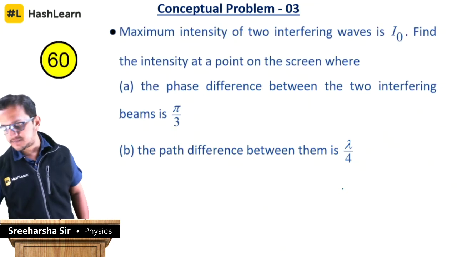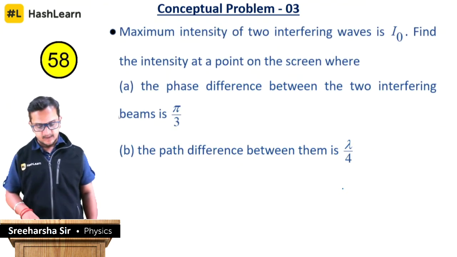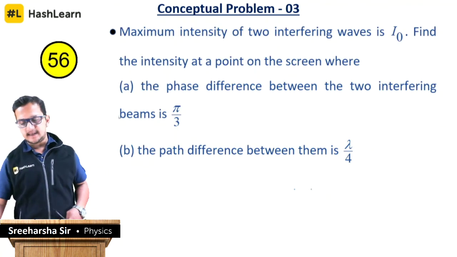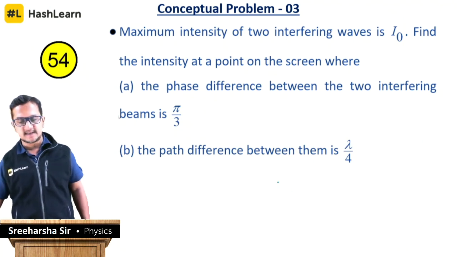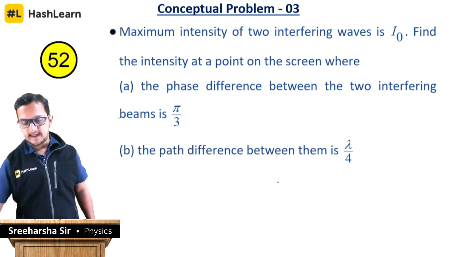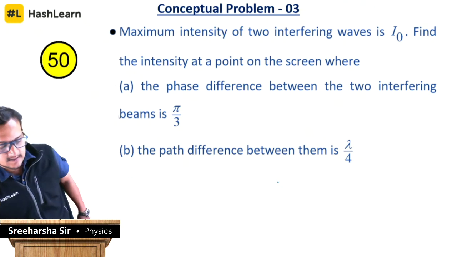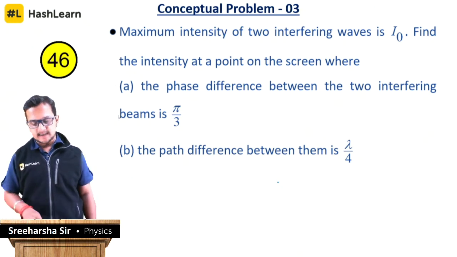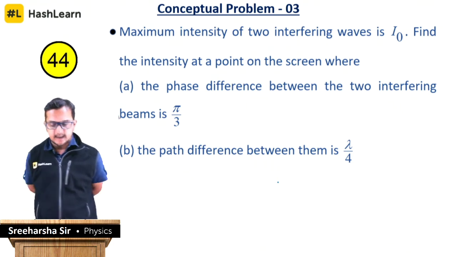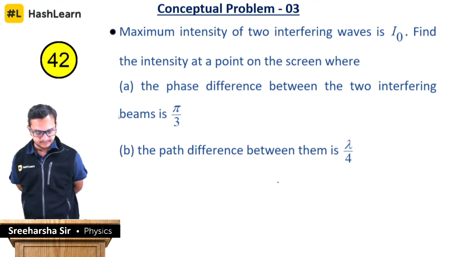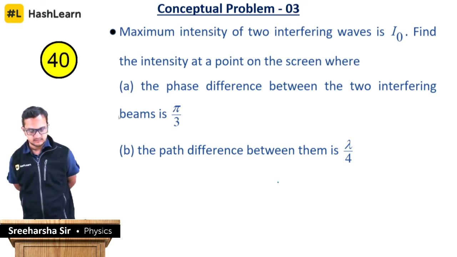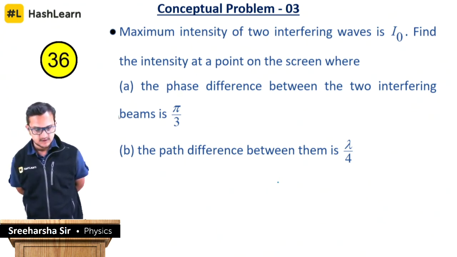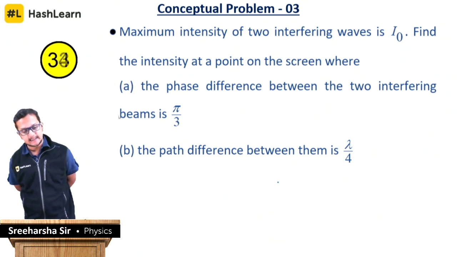Now we have the next problem on the screen. The maximum intensity of the two interfering waves is I naught. Find the intensity at the point where the phase difference between the two interfering beams is pi by 3 and the path difference between them is lambda by 4. So you have to find the intensity at the given point.